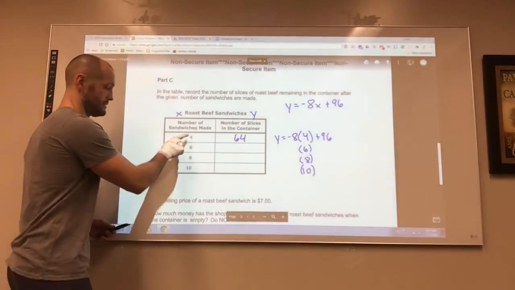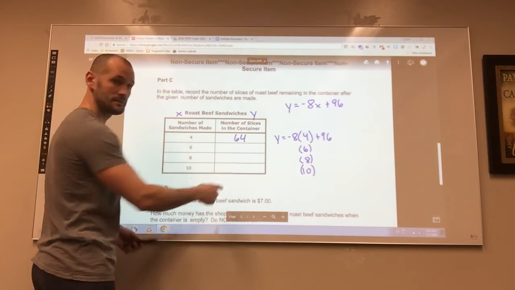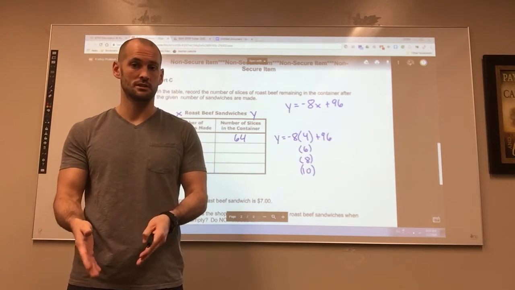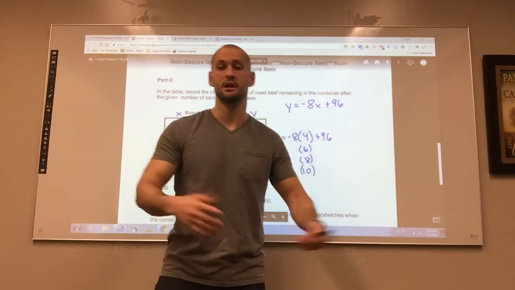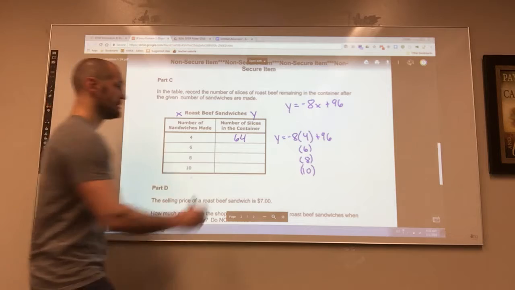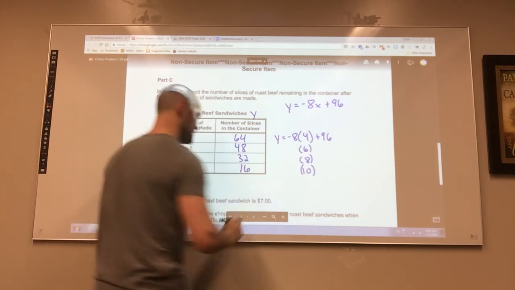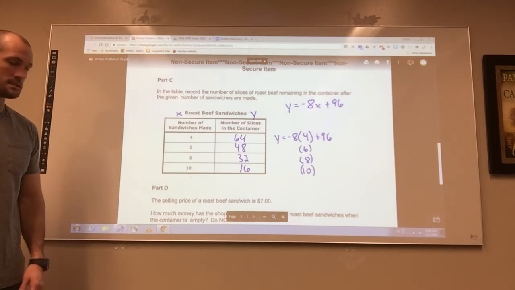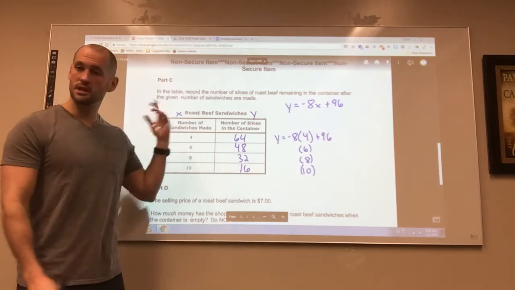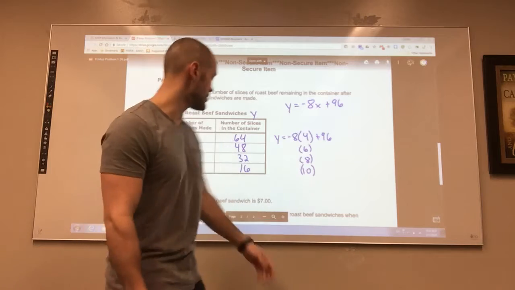Most students do this. Well, I went up 2 sandwiches, so I'll subtract 16 every time. That works. If you haven't noticed, that works. Because if we lose 8 every sandwich, we lose 16 every 2 sandwiches. Doesn't matter how you come up with it, okay? So if I fill it in, I'll get 48, 32, 16. Make sense? So how do we find this? One, you can plug and chug if you want, or you can use the equation we created to find out every single one.